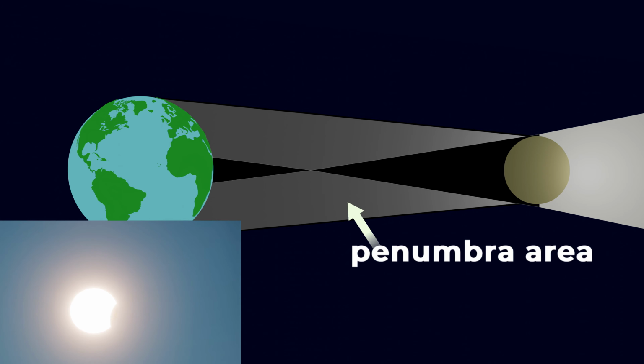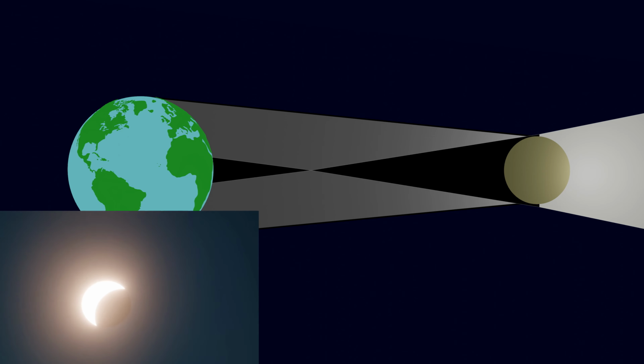Partial solar eclipse. The moon covers only a part of the sun. This is seen in the penumbra area.